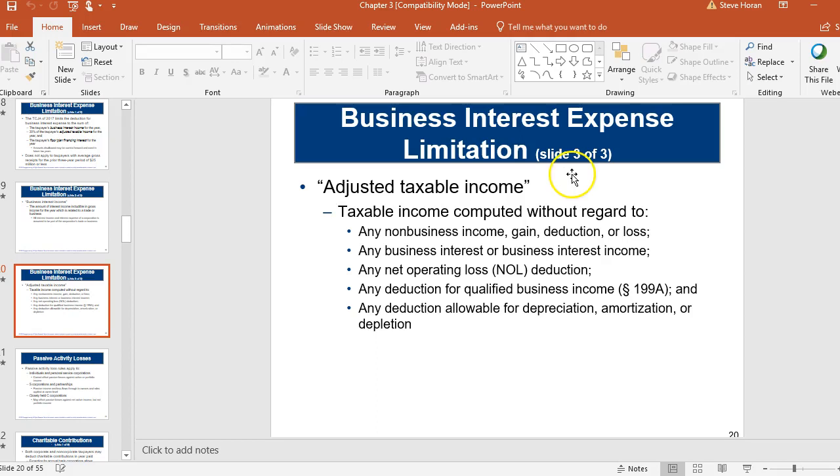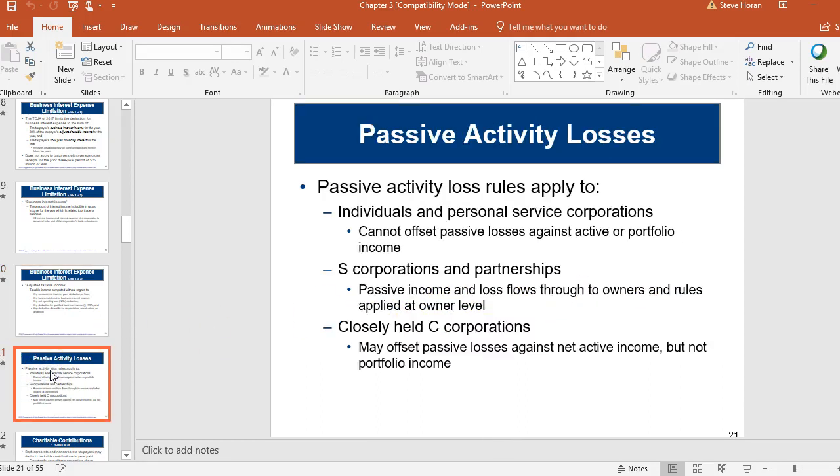Adjusted taxable income is taxable income computed without regard to all the items here. So this would be your non-business income gain, business interest, net operating loss, deductions for qualified business income, and so on. Then we talk about passive losses. Individuals and personal service corporations, this is what they apply to, S corps and closely held Cs, so not a publicly owned C.